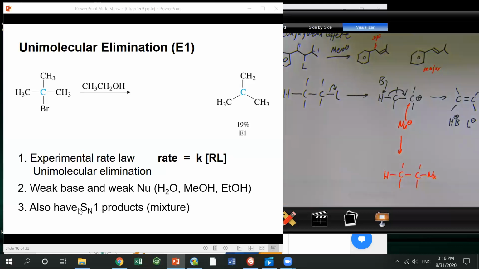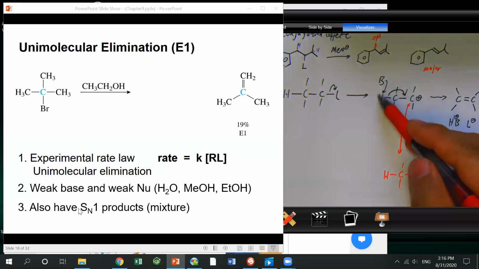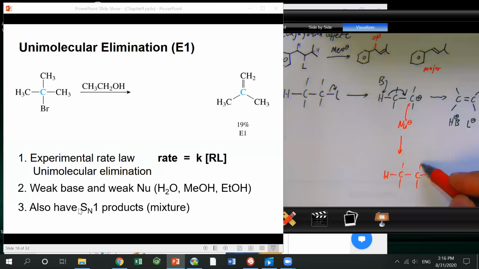But for the E1 reaction, your base picks up a beta hydrogen and gives the alkene. That's the only difference. But because these two are similar, normally you generate a mixture that has both the elimination product and also the substitution product.